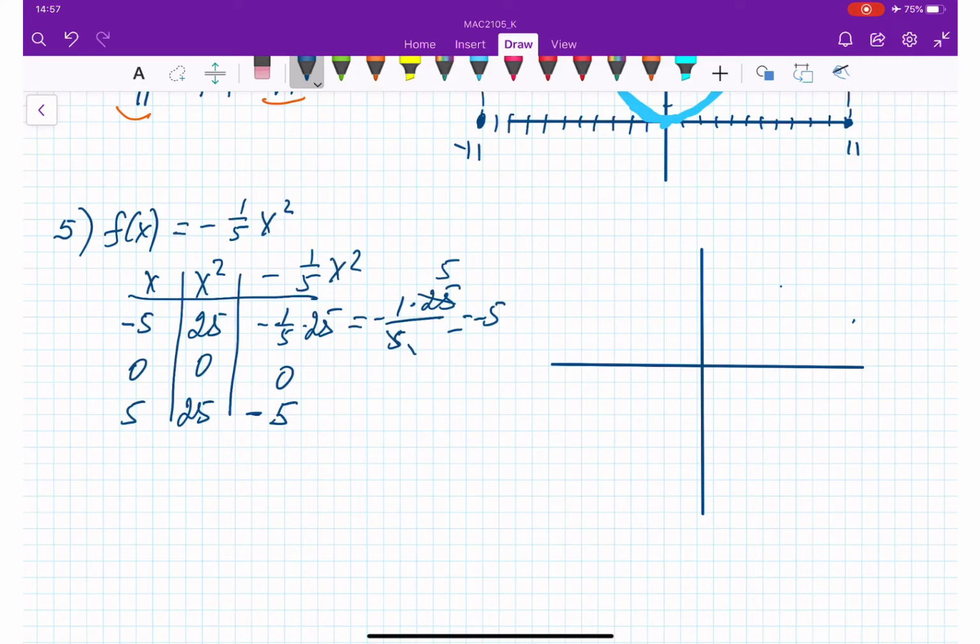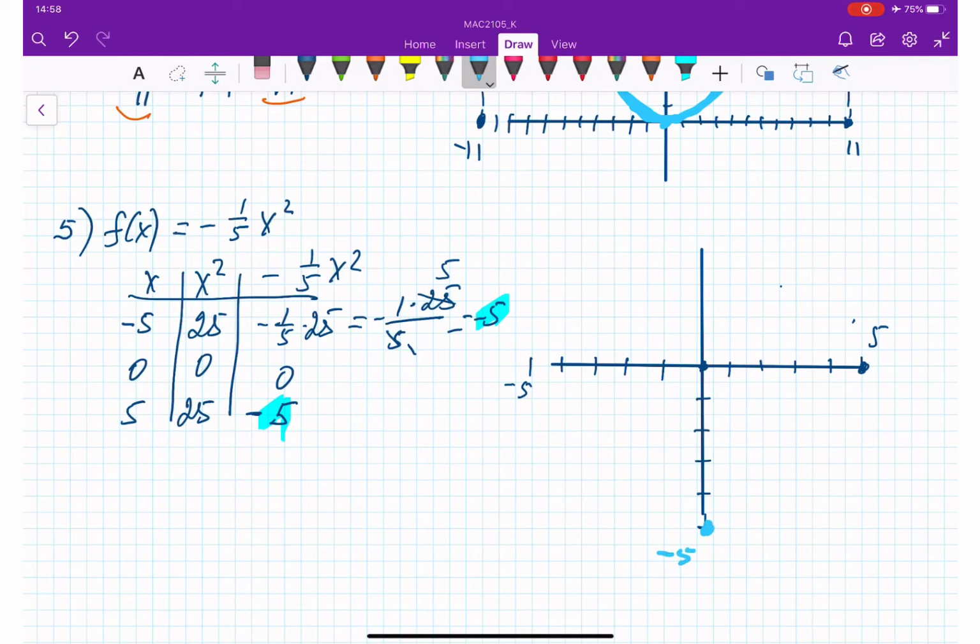So x is negative 5. 1, 2, 3, 4, 5. This is negative 5. 0, 0. 1, 2, 3, 4, 5, positive 5. Okay, and my y is going to be also negative 5, see? 1, 2, 3, 4, 5. Okay.